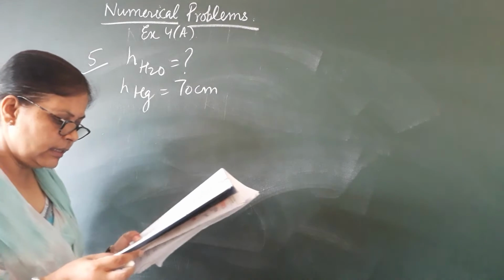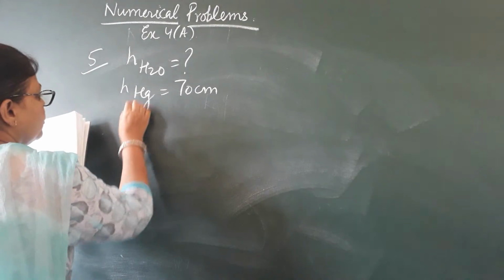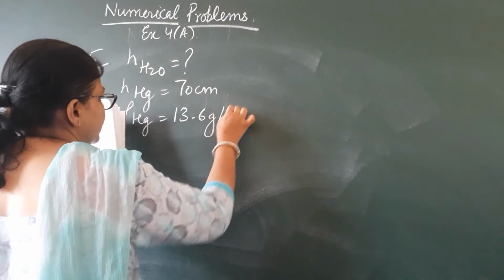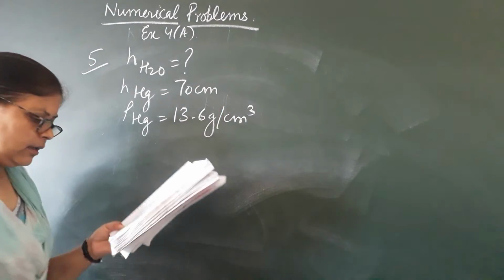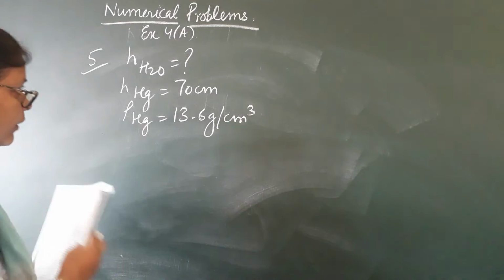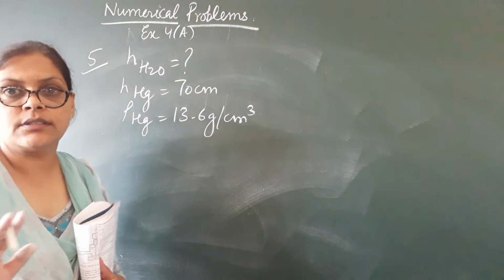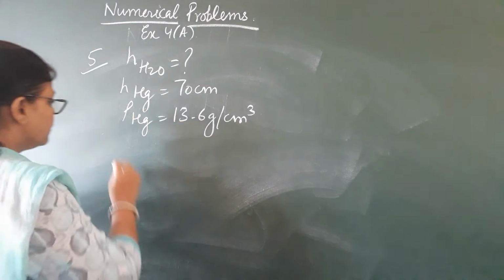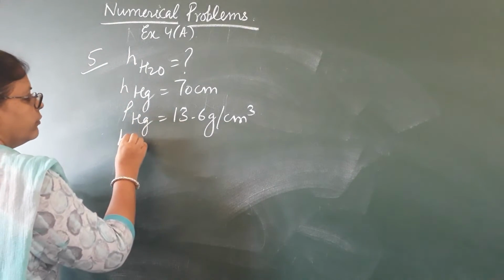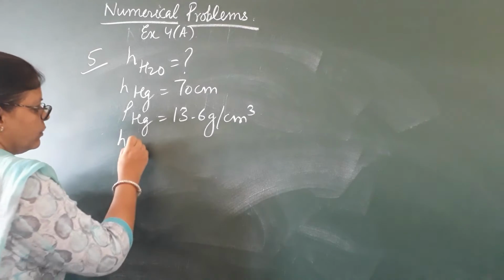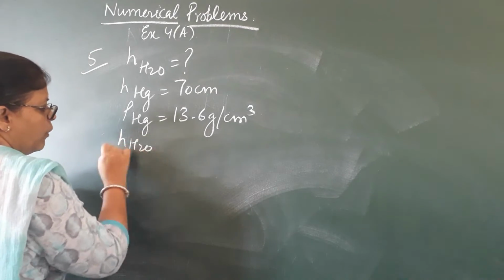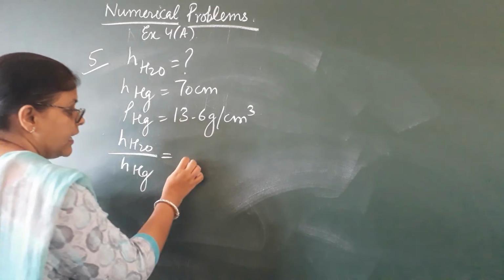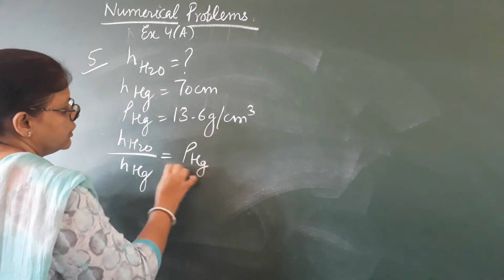Okay. What else is given? Density of mercury is given to you. Density of Hg is to be taken as 13.6 gram per cubic centimeter. Okay. And that's it. Now here the formula slightly changes. Now this is a comparison question between water and mercury. So what we will use? We will say height of, you can use water or mercury, anyone. So if I say height of water upon height of mercury, then on the other side it will be inverse. Density of mercury upon density of water.